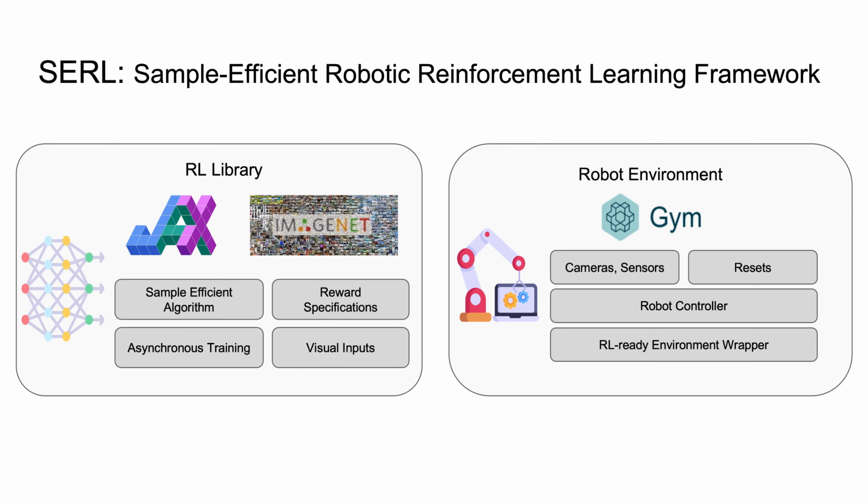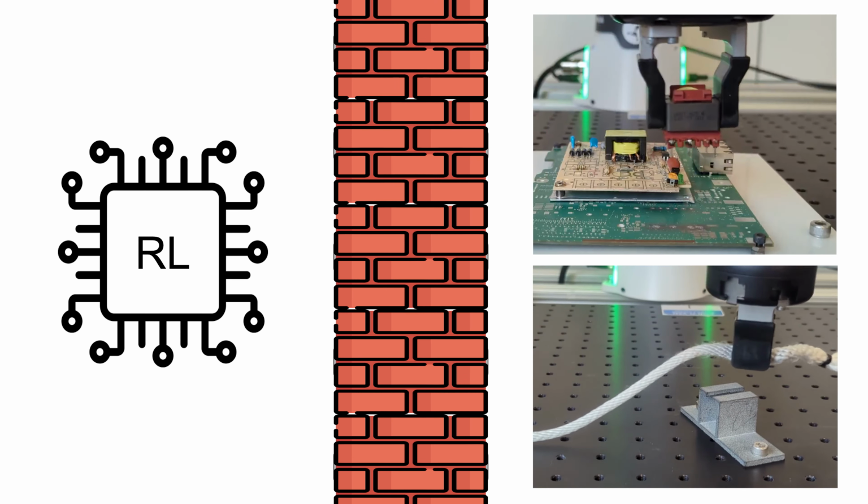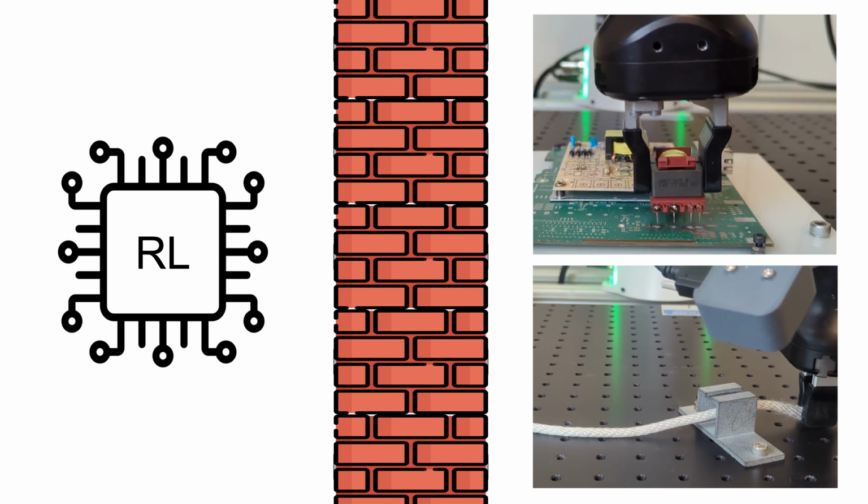In this video, we're going to identify the causes of this very gap and address them with our work SERL, a software suite for simple, efficient robotic reinforcement learning. Imagine a robot needs to learn to insert a small electrical component into a PCB board or route a flexible cable through a small clip.